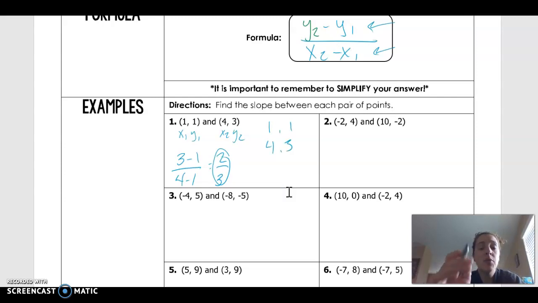Now the biggest thing you have to remember is we always do the y values first. So I would say, what do I do to get from 1 to 3? Well, I have to go up 2 values to get from 1 to 3. Well, what do I do to get from 1 to 4? I have to go up 3 values to get from 1 to 4.